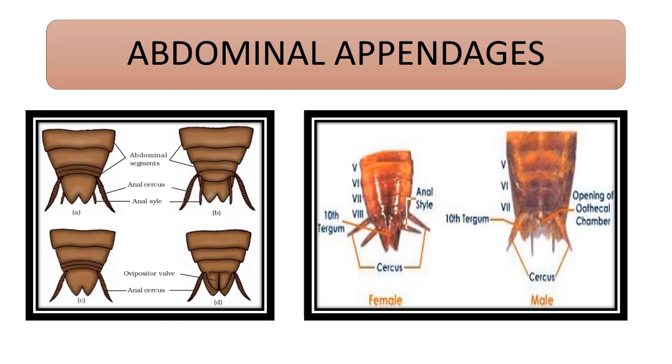Now these are abdominal appendages. You can see, this is anal style. Okay. Anal cerci, 10th tergite, 10th tergite. Okay. Opening of oothecal chamber. This is the opening of oothecal chamber.